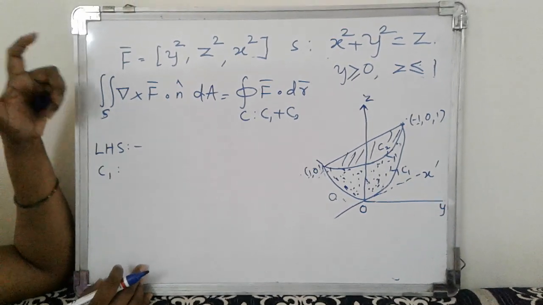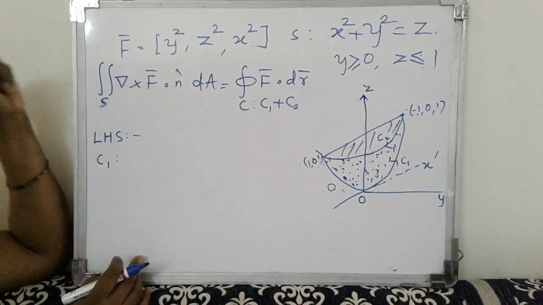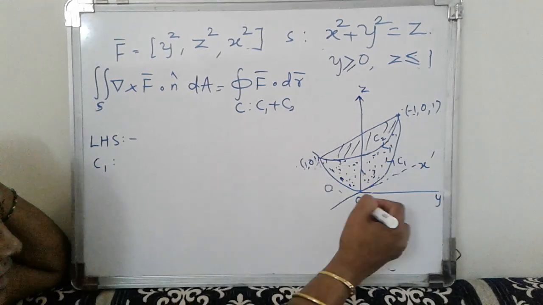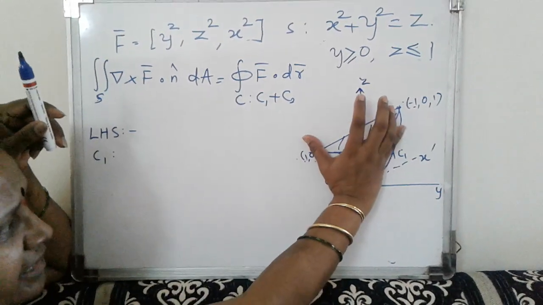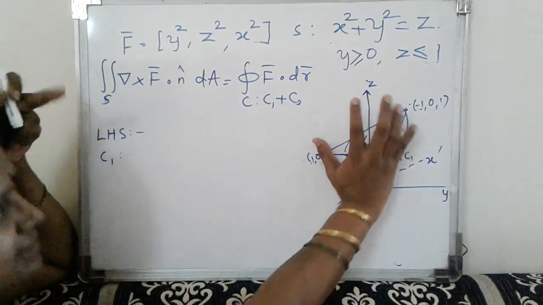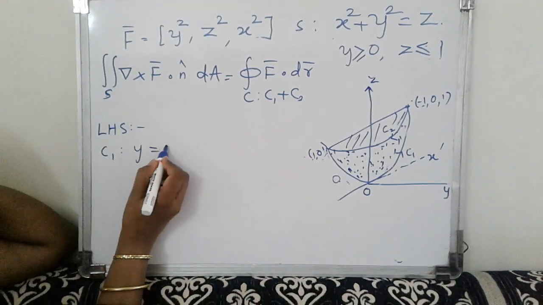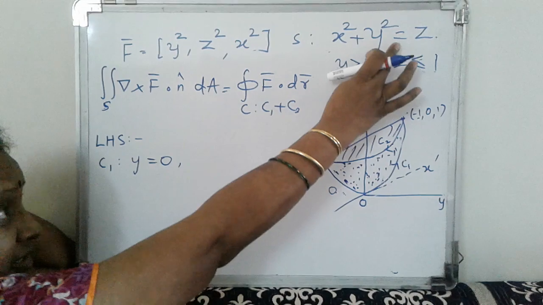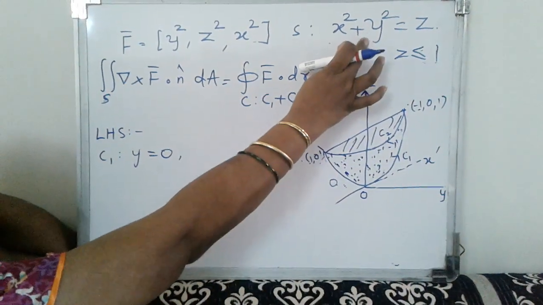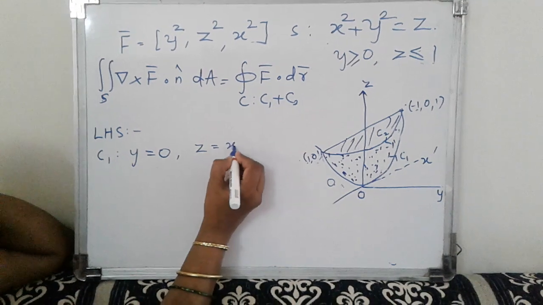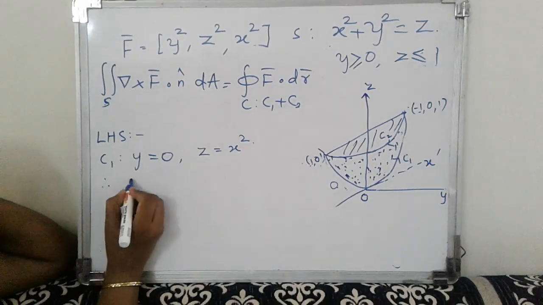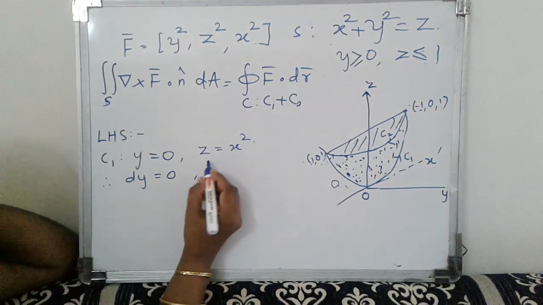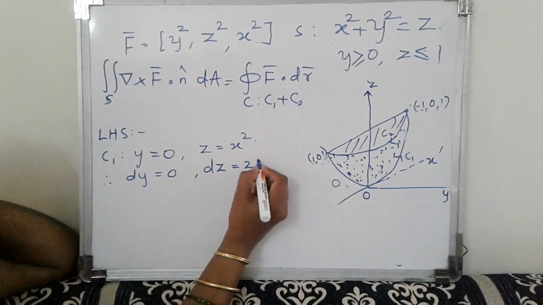Whenever you want to identify the path C1, first try to identify in which plane it lies. This curve C1 lies in the plane y equal to 0. This part I am talking about lies in the plane y equal to 0. But what is the equation of that curve is the question. So in the surface x square plus y square equal to z, substitute y equal to 0, and therefore you get z equal to x square. And therefore dy has to be equal to 0, because these are the basic requirements in order to evaluate the line integral. Dz is equal to 2x dx.